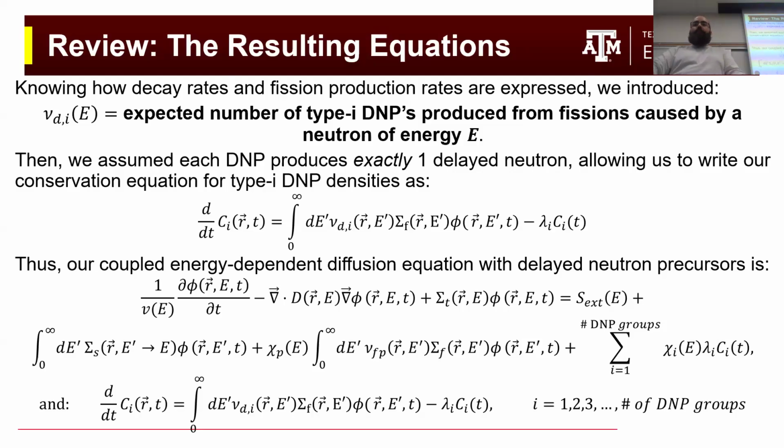So from there, we wrote our precursor conservation statement. The rate of change of those precursors equals the gain rate, which looks an awful lot like a fission production rate, but just with a nu for delayed neutrons instead of a nu for all fissions. And then the loss is due to the decay rate, which is the lambda times the concentration. And so then we wrote our energy dependent diffusion equation as a coupled set of equations where we had that precursor term spelled out, and then we had our equations for each of those precursor densities.